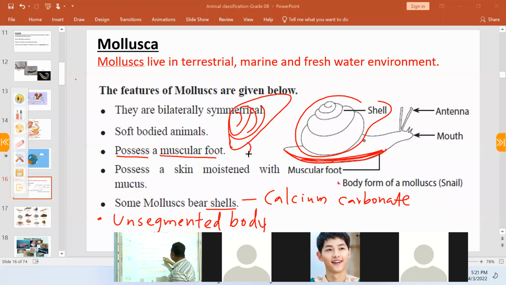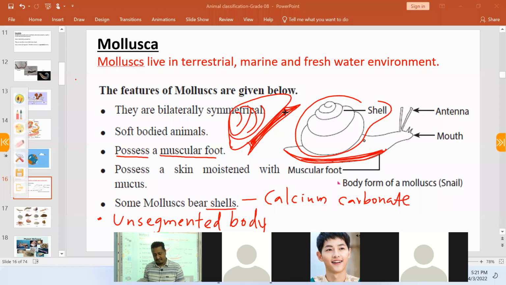You can find such a muscular foot in clams or mussels. But they can't move about. They use the muscular foot to attach to a rock. Clams, mussels, oysters, they attach to a substrate using the muscular foot.